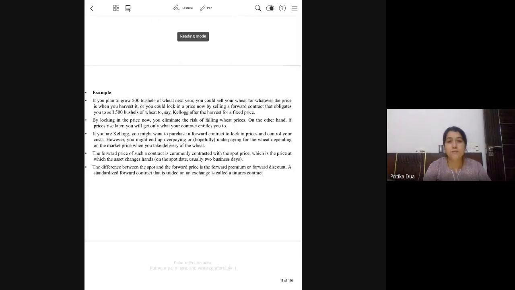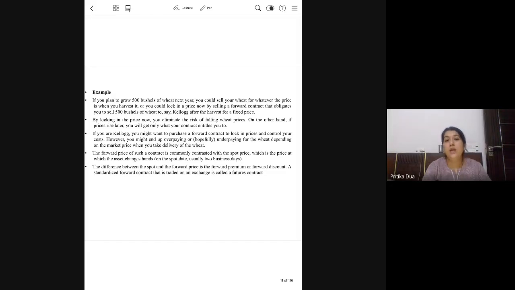Okay, so there's a simple example here. If you plan to grow 500 bushels of wheat, now this is again a unit of measurement, you could sell your wheat for whatever price is when you harvest. But say you want to lock in the prices today through a forward contract, because you are planning to sell it to, say, company here mentioned is Kellogg's, for a fixed price. By locking in the price now, you can eliminate the risk of falling wheat prices.